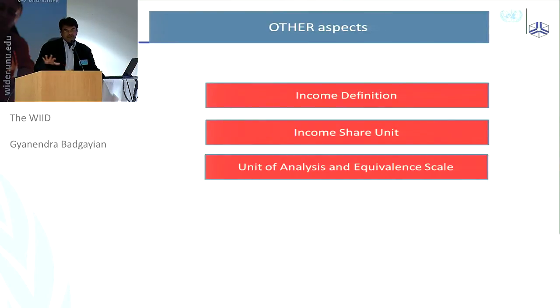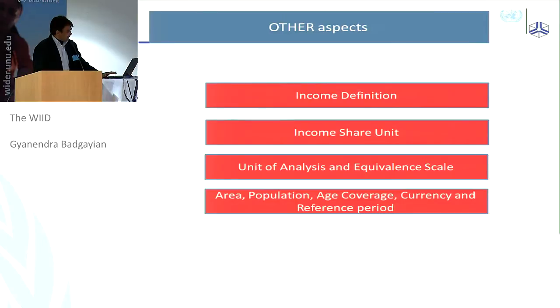And these are various equivalent scales that are used. So when a particular data that we have used is using an equal scale, then what that scale is measured in our database. And finally, very importantly, we give you a sense of what the detail of what area, population and age coverage is, whether it's for all ages or rural, urban, total, and rural population or a subset of the population, and the currency of the FSP.